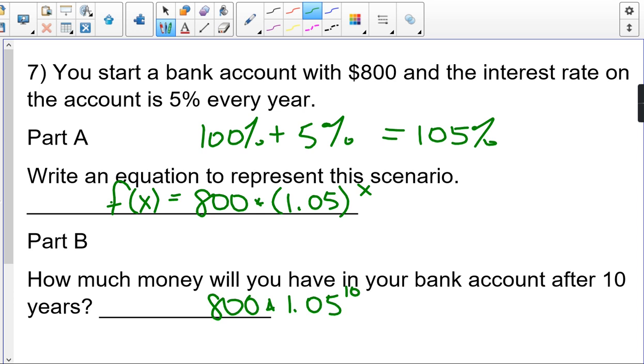You can just put into your calculator 800 times 1.05 to the 10th power, and you should get $1,303 and 11.5 cents. So we'll round up to 12 cents.